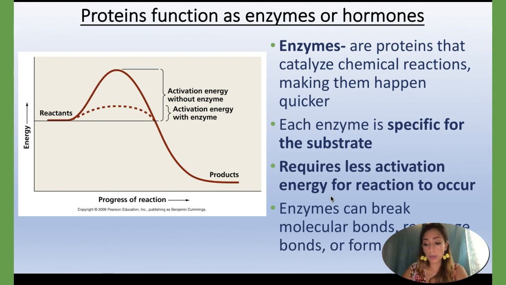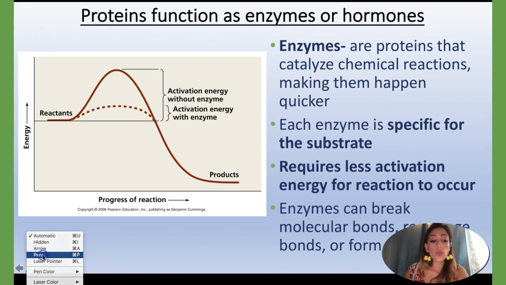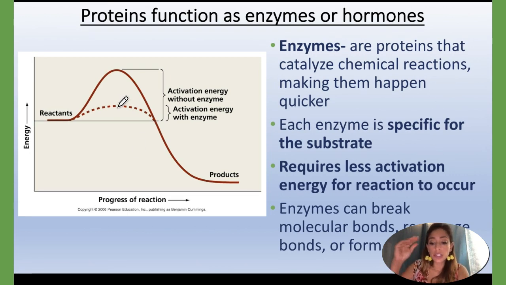And proteins, what's the point of proteins? The point of proteins is because they're going to actually function as enzymes, or they can function as hormones. Enzymes are proteins that catalyze chemical reactions, making them happen quicker. What does that even mean? All it means is that they're going to actually make a chemical reaction happen quicker, because it just reduces that activation energy needed for that reaction to happen. So no matter what, the reaction is still going to happen. But with an enzyme, it just happens faster because the energy required, we just shorten it a little bit.